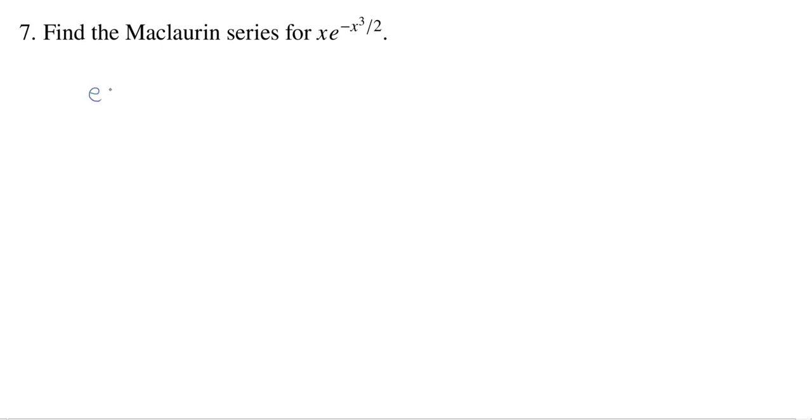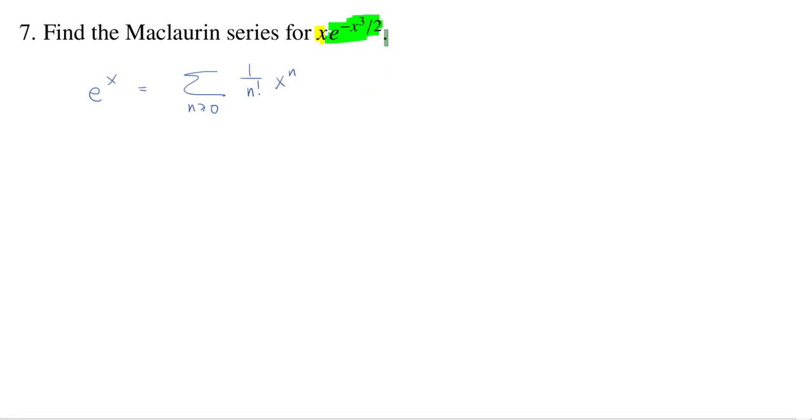And what we know is that the exponential function has Maclaurin series. Well, we're going to have a sum, and we're going to have 1 over n factorial x to the n, n starts at 0. All right, so this is the Maclaurin series for e to the x. So forget about this x at the beginning here for a moment. Let's just worry about this piece.